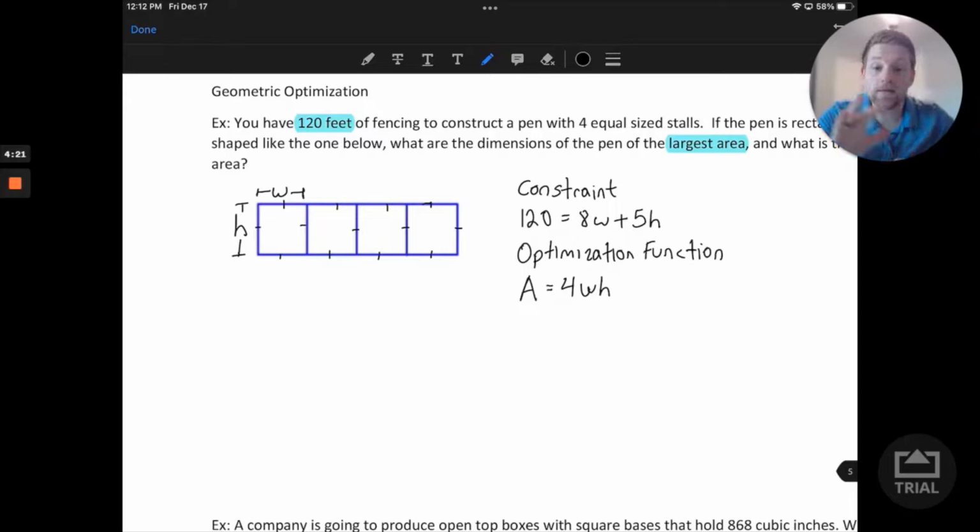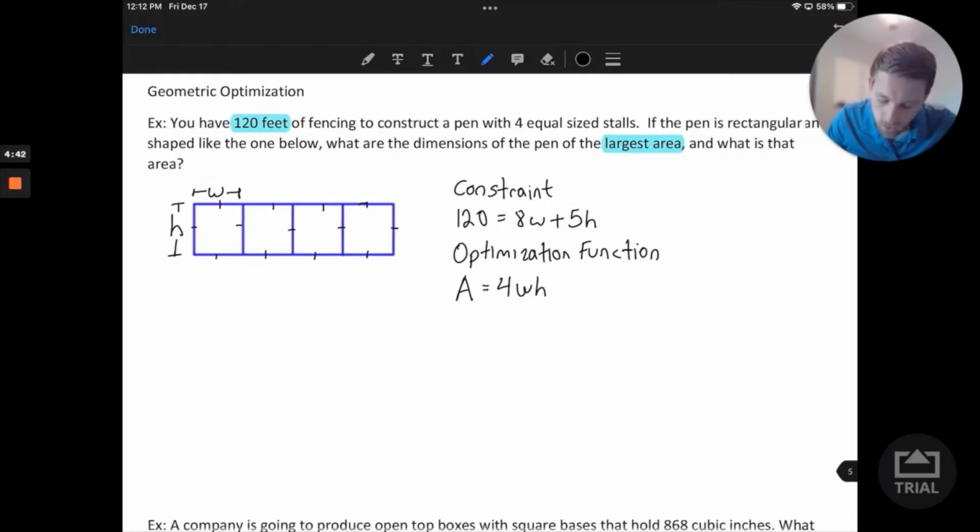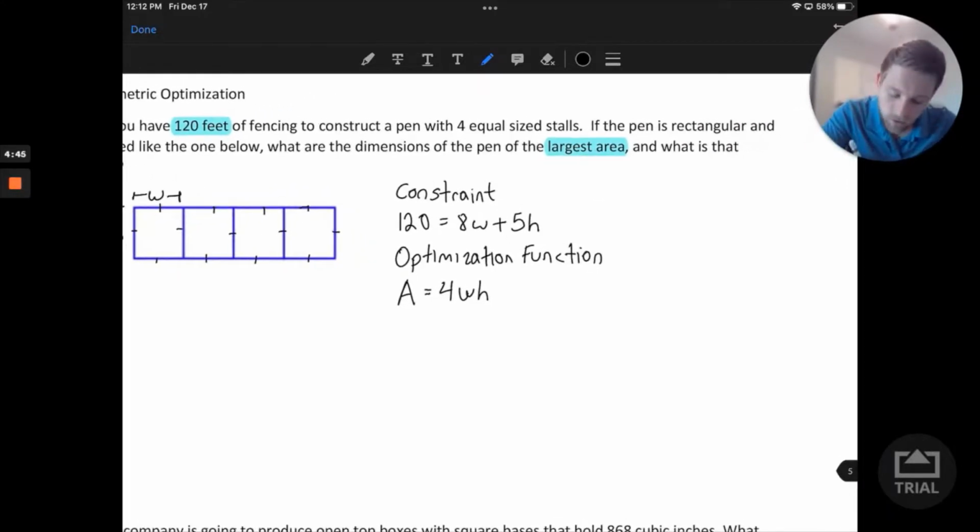So with that, let's use this constraint to optimize my area function. The area function right now is a function of 2 variables, and to optimize this, I'd like to get it down to a function of a single variable, either W or H, and it doesn't necessarily matter which one you go with. I'm going to choose to solve the constraint equation for H, as a function of the width.